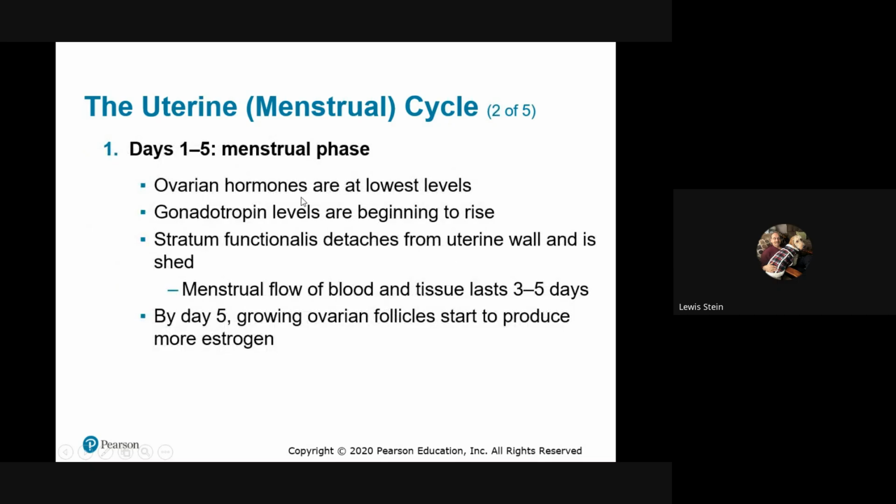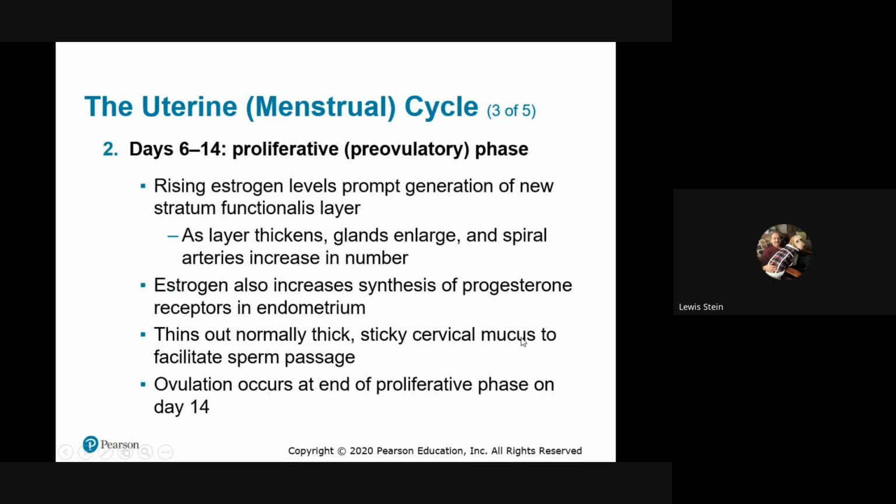So at the start, estrogen and progesterone are low. What happens because of that? The gonadotropin levels rise. Because of that, we're going to have an outpouring of FSH and LH. The FSH is going to start the new egg to begin to function, to begin to be released and matured, so to speak, selected and matured. And the LH is going to make estrogen and progesterone. All that happens as soon as that functionalis detaches. So by day 5, growing ovarian follicles are now starting to produce more estrogen. Those estrogen levels make the functionalis thicken, enlarge, etc.